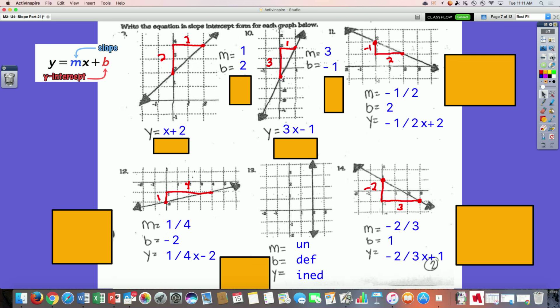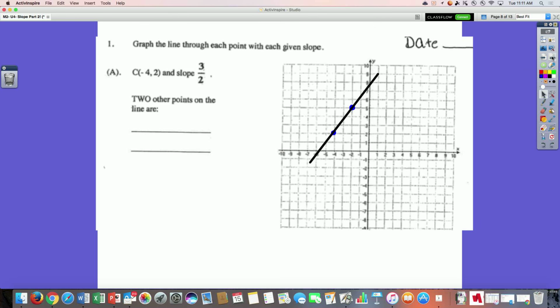-2/3 x plus 1. How many guys got 6 out of 6 on that? Let's see your hands. No, raise your hands up. Throw your hands up. All right. Good job. This is the kind of problem you're going to see a lot of.